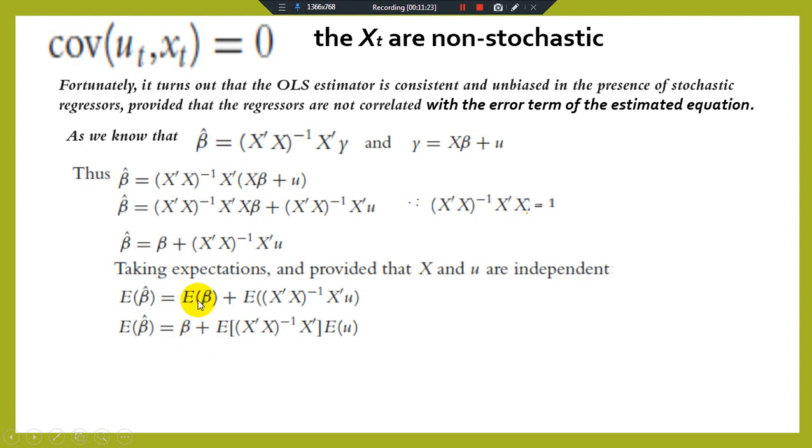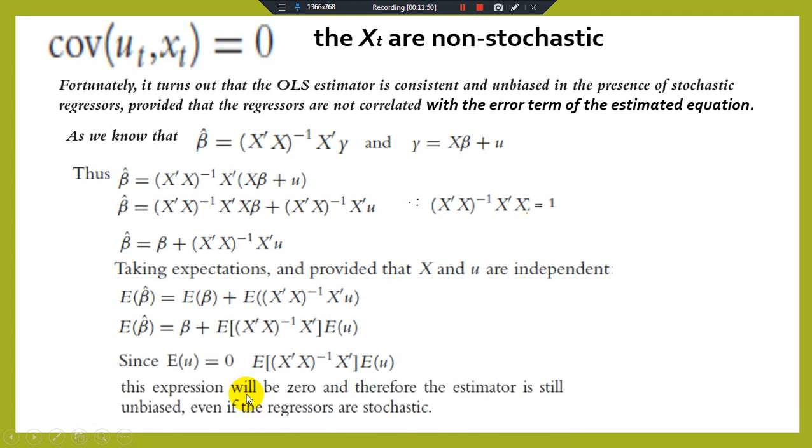Now we find that expected value of beta hat is equal to beta. We suppose that expected value of beta hat is equal to actual beta plus expected value of x prime x whole inverse x prime expected value of u. We know that the expected value of the error term is equal to 0. Now we put 0 in place of this, so this part will be cancelled out. So see, this part will be equal to 0. We can say that this expression will be 0, and therefore the estimator is still unbiased even if the regressors are stochastic. So see here, expected value of beta hat is equal to beta.